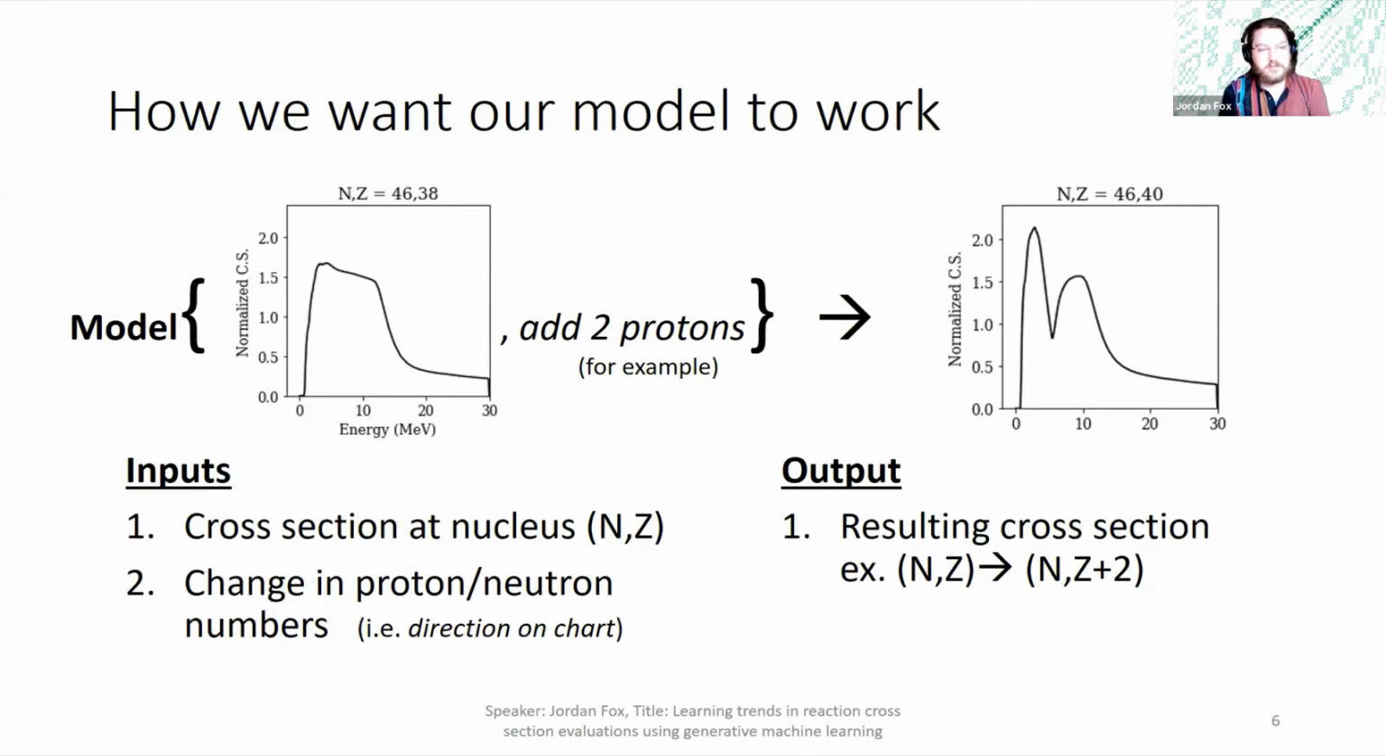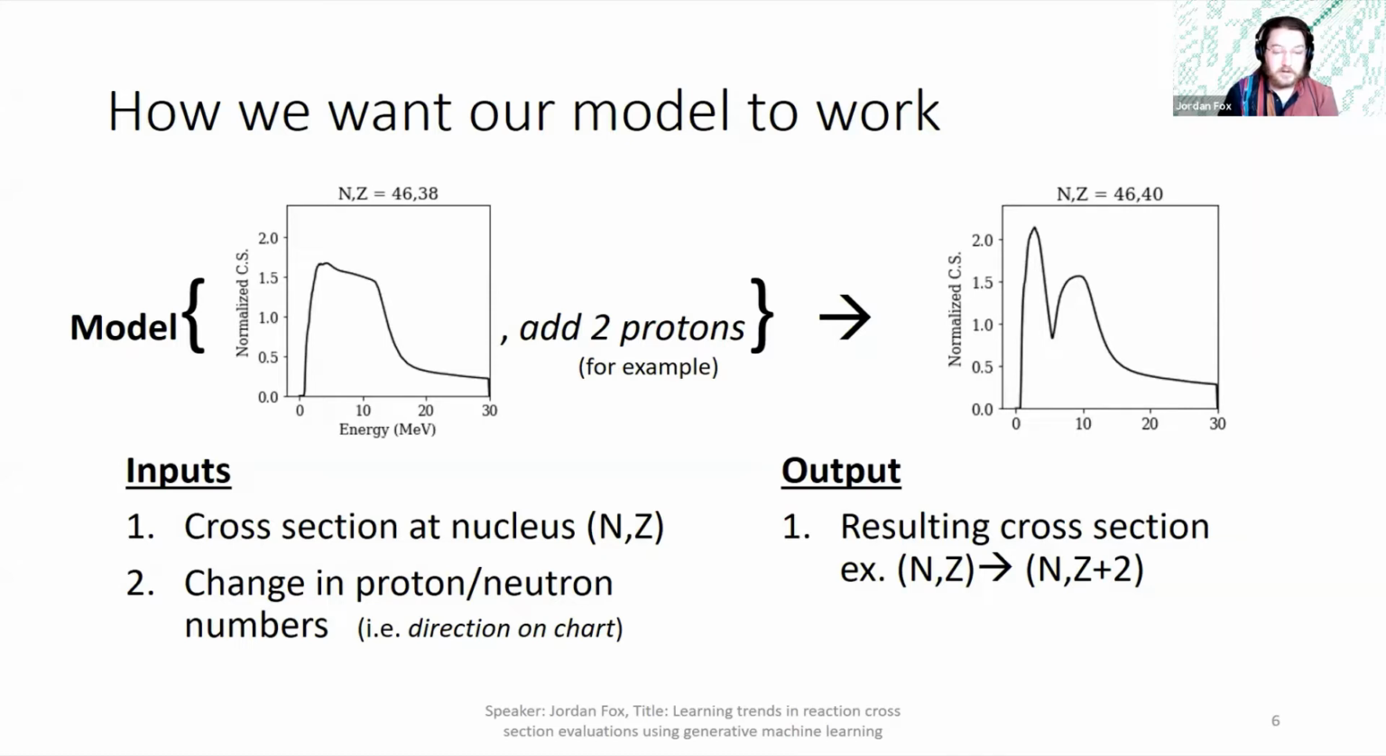And so here I want to just quickly describe how we want our model to work, so we can have this image in our brains. Here I have the model we want to create. It takes 2 inputs. It takes the cross section of a nucleus, which is the nucleus N and Z. And I also want to tell it the change in proton and neutron numbers that I want, which corresponds, of course, to a direction on the chart of nuclides. So up on the chart adds protons, right on the chart adds neutrons, up and to the right diagonal adds both, etc.